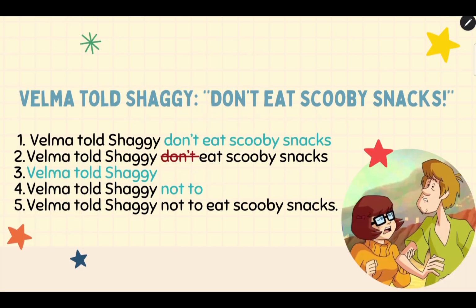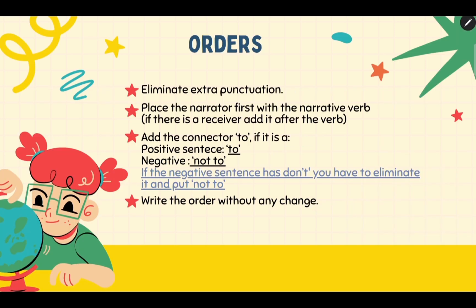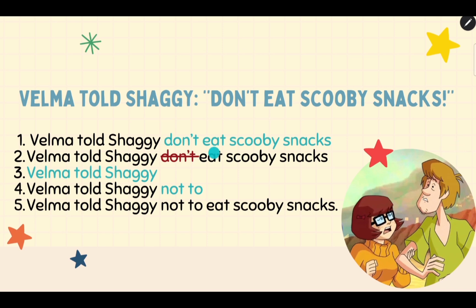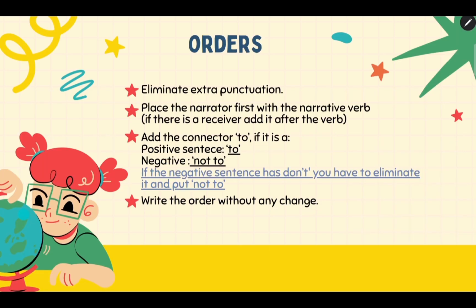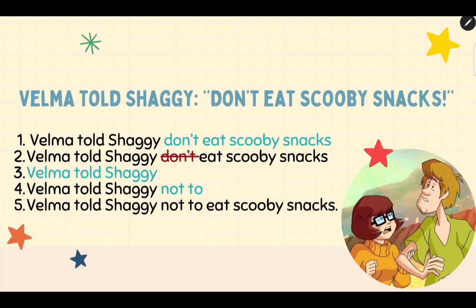And let's see. So the order is, well, Vilma told Shaggy, "Don't eat Scooby snacks." What's the first step? Eliminate extra punctuation. Here we already eliminated extra punctuation. The number 2 is to place the narrator first with the narrative verb, and if there is a receiver, add it after. Now let's see here. Vilma told Shaggy, don't eat Scooby snacks.